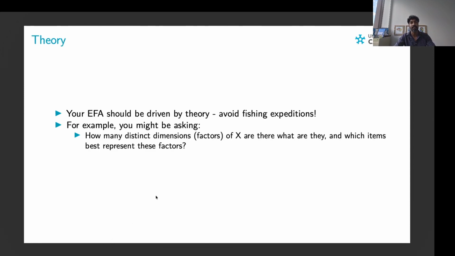So what do I mean by theory? Well, your exploratory factor analysis should be driven by theory. You want to avoid this fishing expedition in exploratory factor analysis and elsewhere.